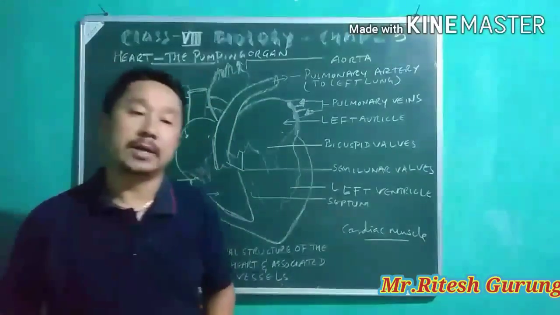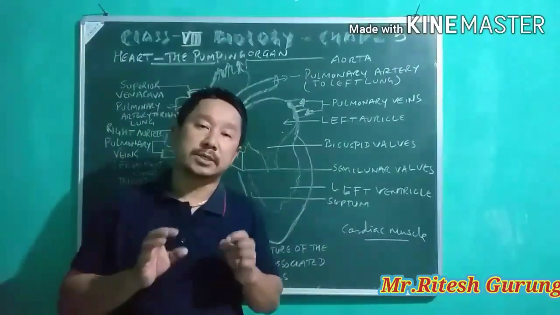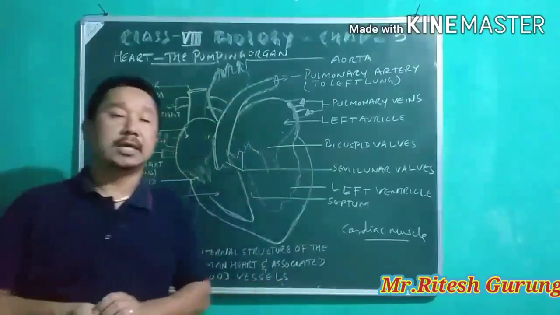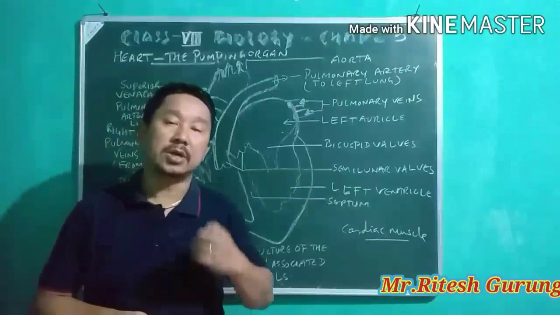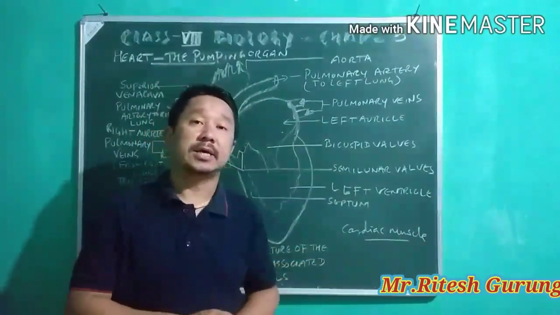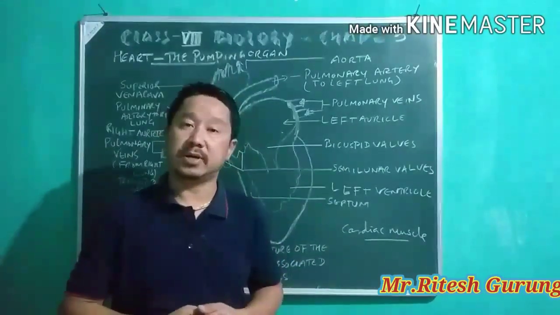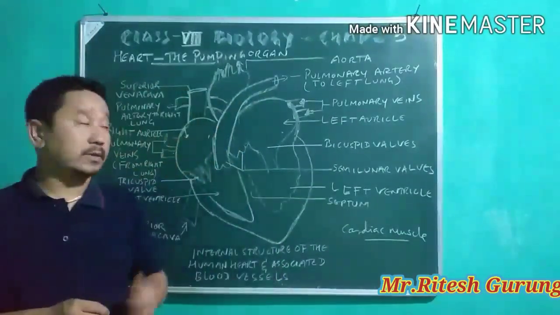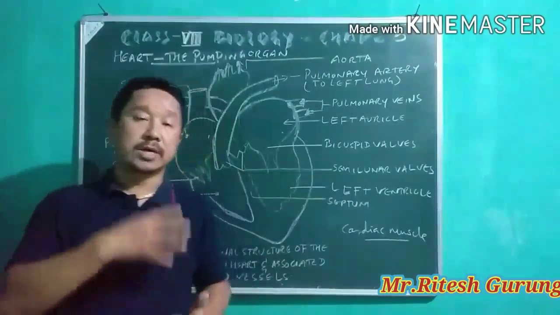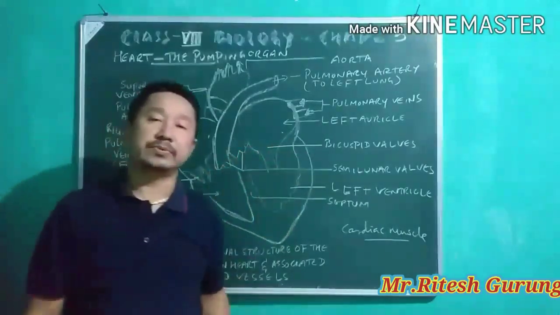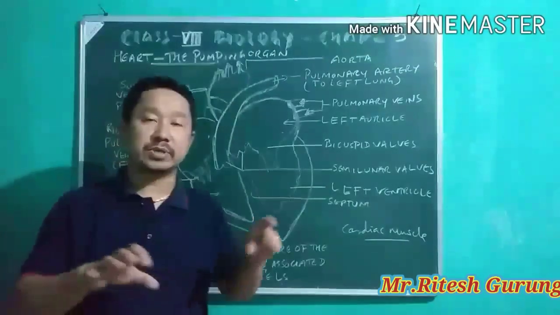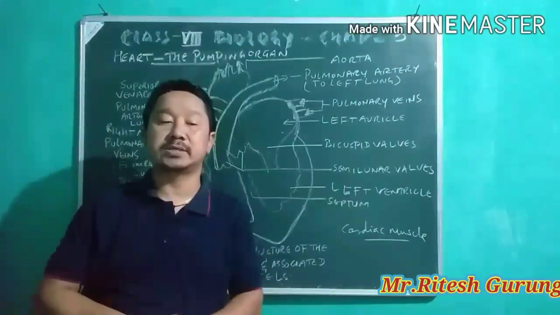It always relaxes and contracts continuously till we take the last breath. The main function of the heart in the circulatory system is to receive the blood and distribute the blood to different parts of the body.